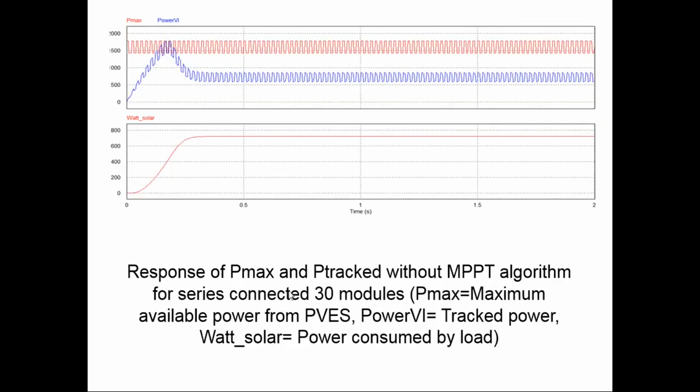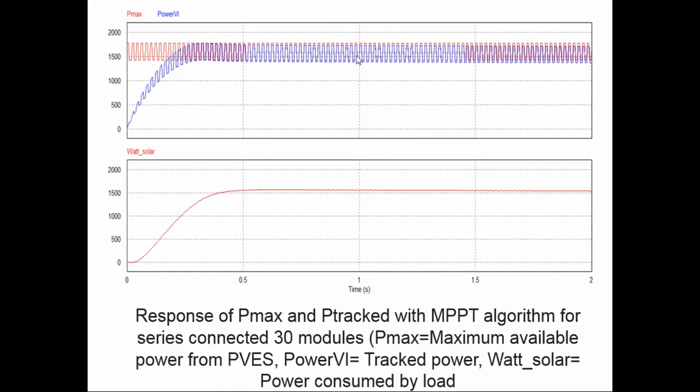Similarly, if multiple modules are connected in series, then this is the simulation analysis for 30 modules of 60 watt each connected in series, so we can have 1.8 kilowatt power output in this case.